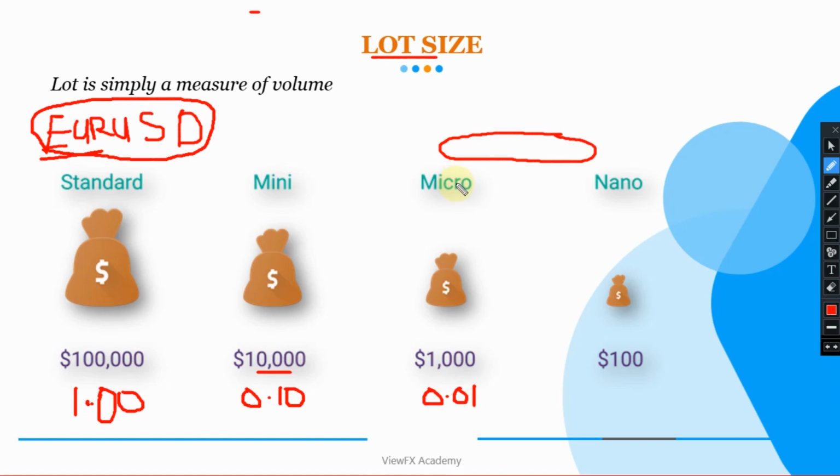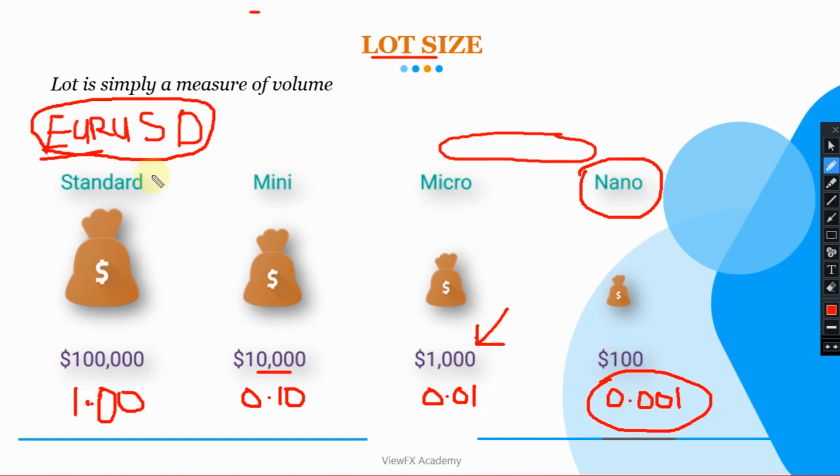Now, not all brokers have this nano. This is so little and can sometimes be very, very small. I remember I saw this on one broker at a time. Not all brokers will allow you to buy nano. This is the list offered by most brokers, but I've seen this somewhere. And when you choose this, you're buying just 100 units of euro.